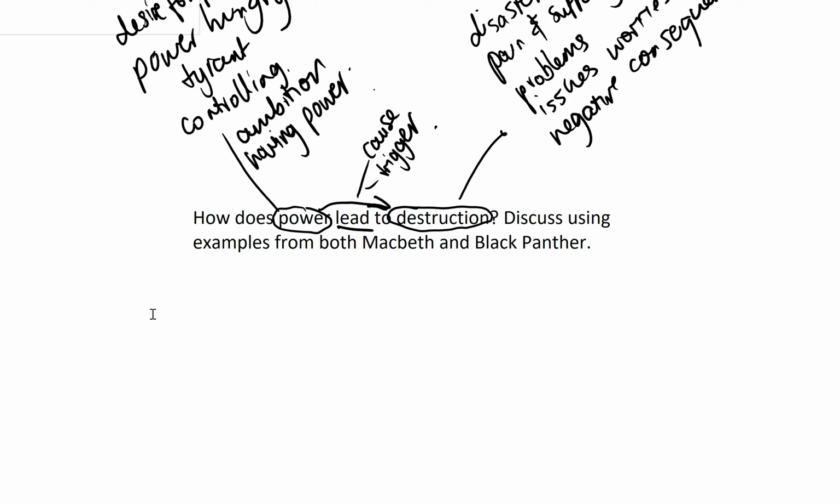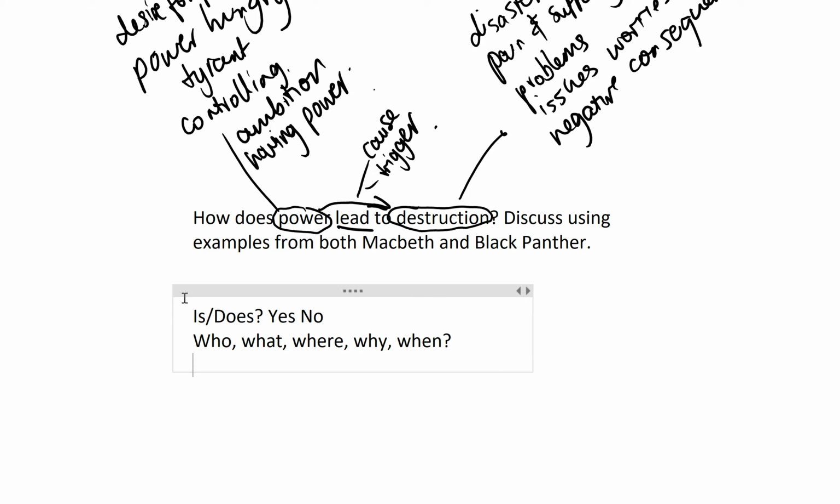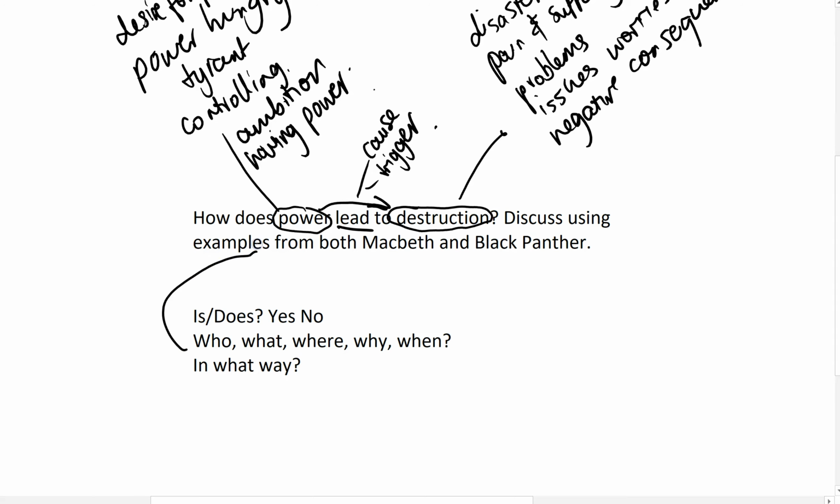So that's the is question. And then we might start asking, well, if we think about our questions, we've got the is or does, which is the yes, no. And then we could also think of the who, what, where, why, when. And I also think of in what way and things like that. So who is the power hungry characters? Who are the characters that have power in both texts? And why do they have power?